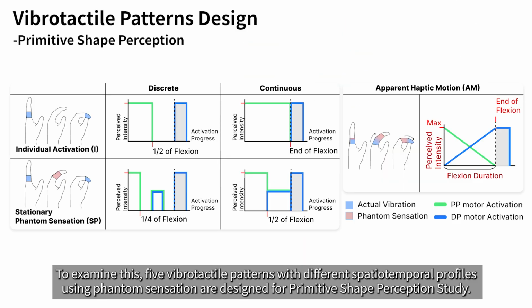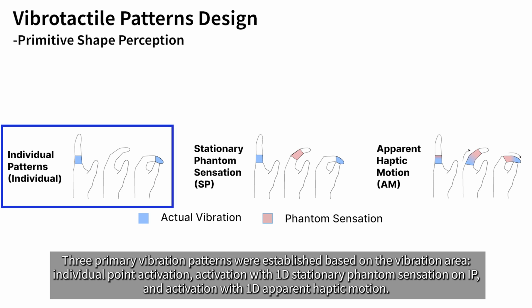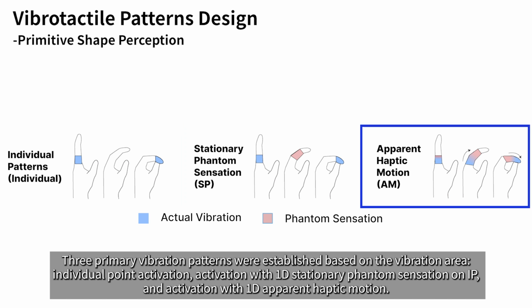To examine this, 5 vibrotactile patterns with different spatiotemporal profiles using phantom sensation are designed for a primitive shape perception study. 3 primary vibration patterns were established based on the vibration area: individual point activation, activation with 1D stationary phantom sensation on interproximal phalanx, and activation with 1D apparent haptic motion.